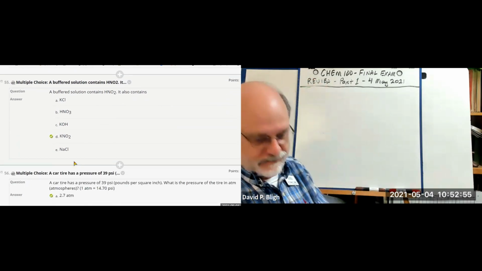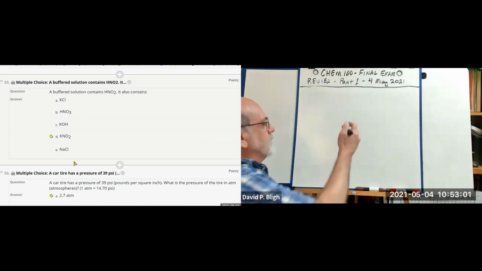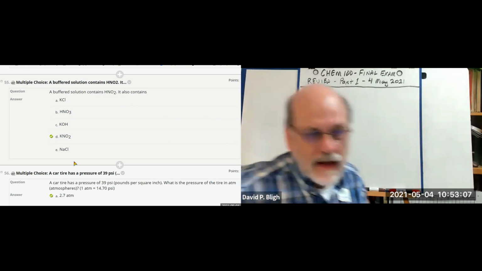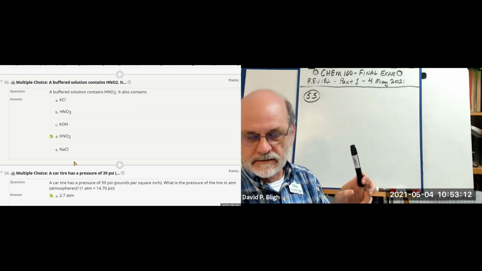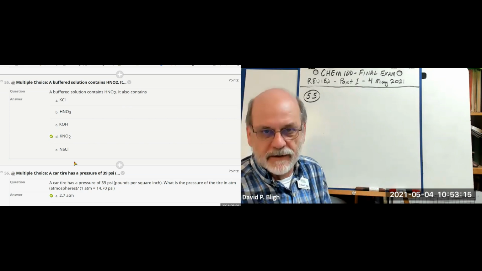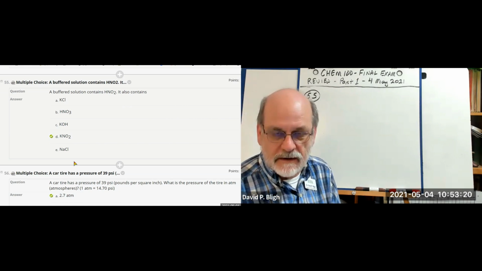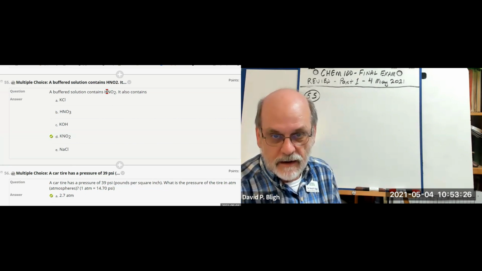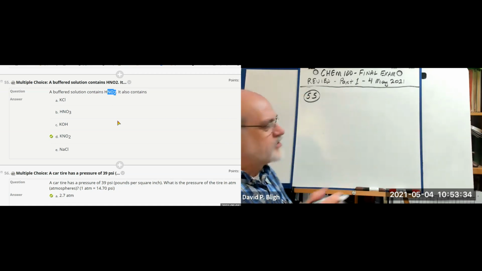Okay, buffers. Let's talk buffers. 55. A buffered solution contains HNO2, right? In solution, what would that be? Well, it's got oxygen in it, so you don't say hydro. So you look at the anion of the compound, this NO2. What is that? Nitrite. Nitrites become nitrous. ites become ous's. So that's nitrous acid, HNO2.